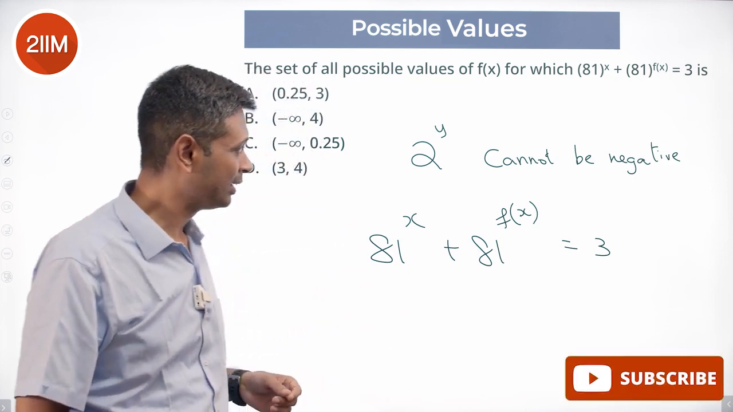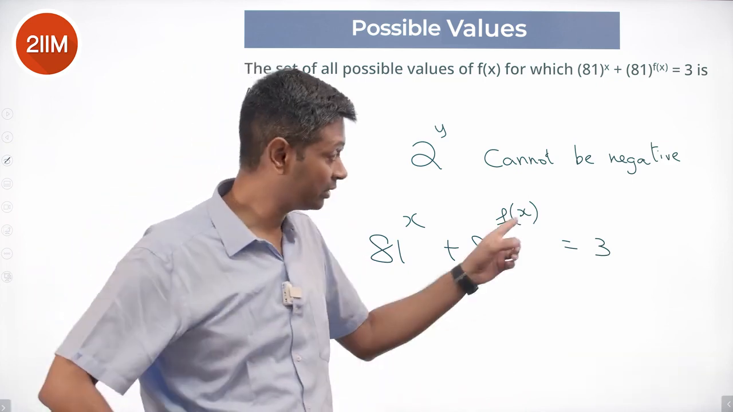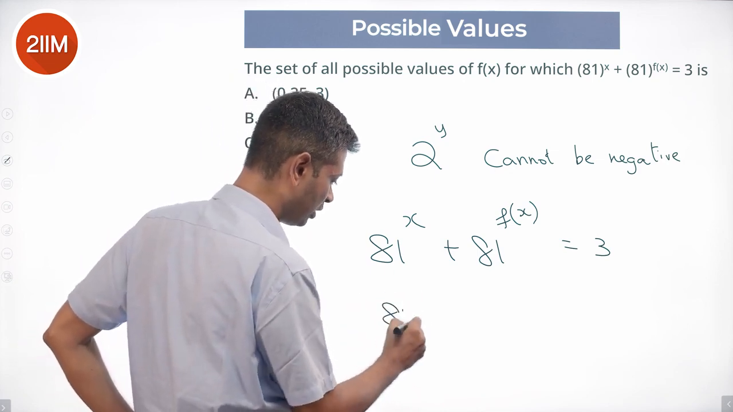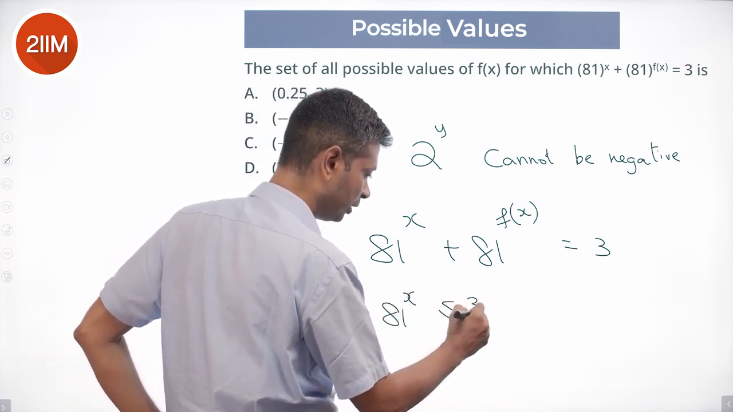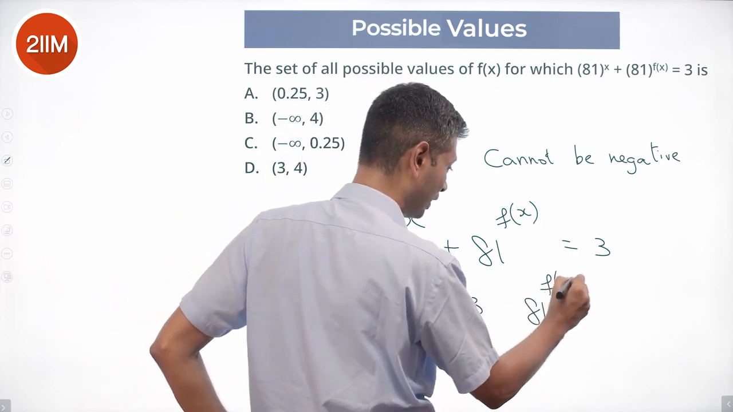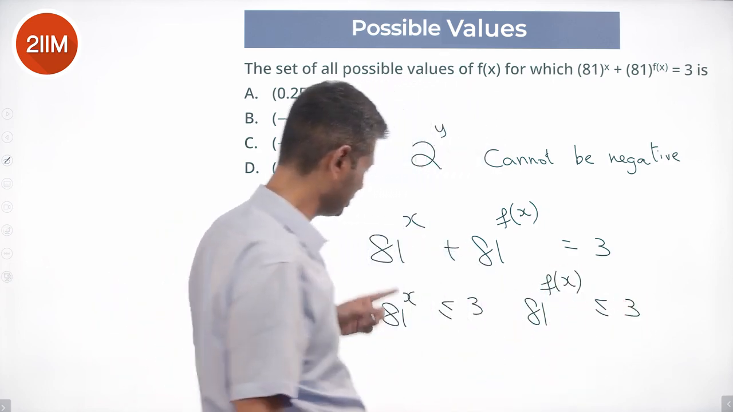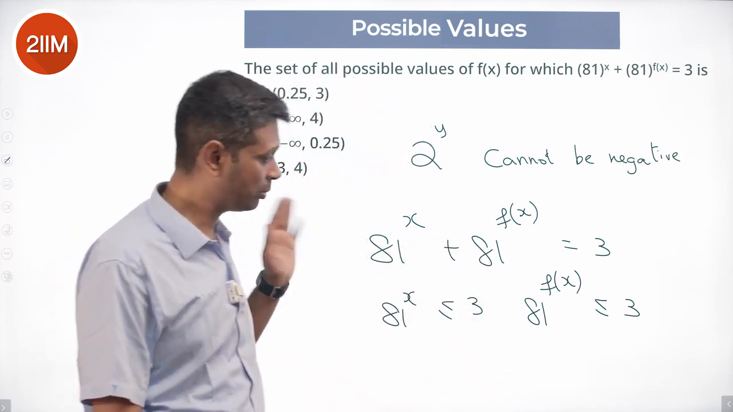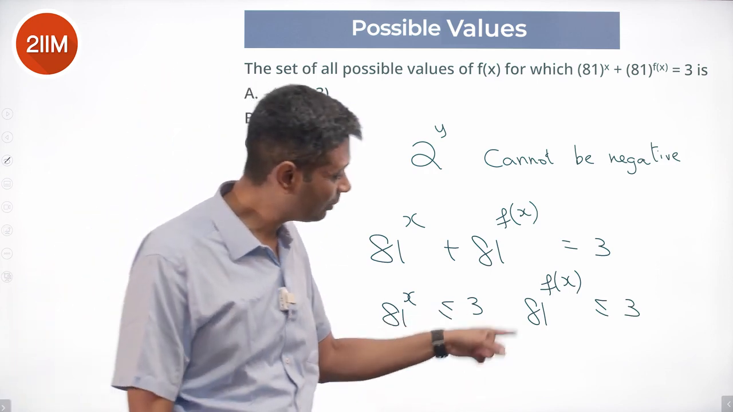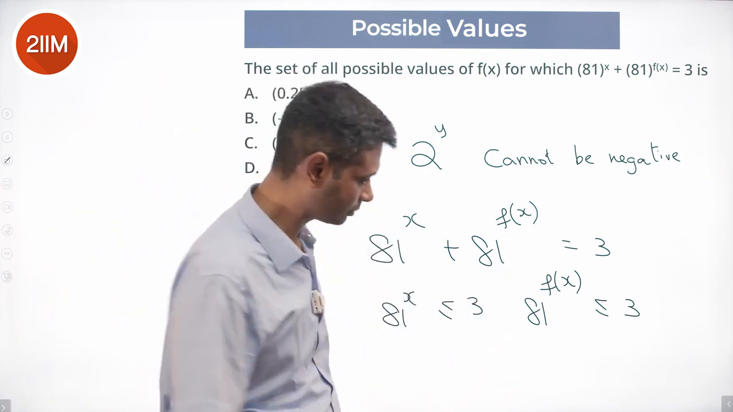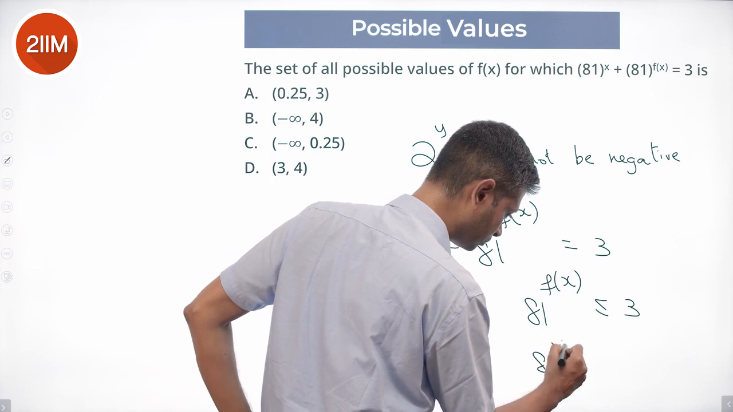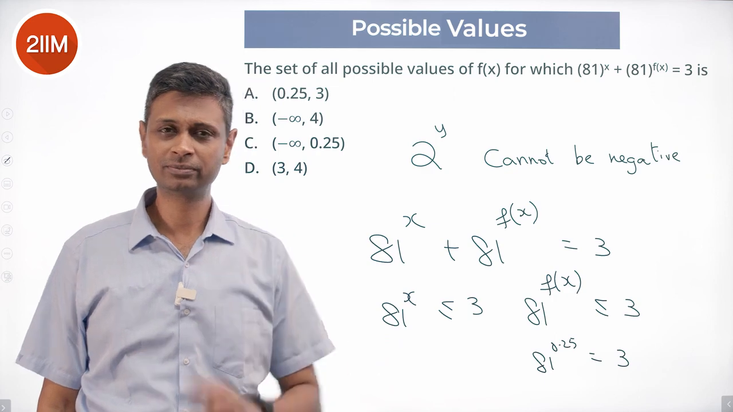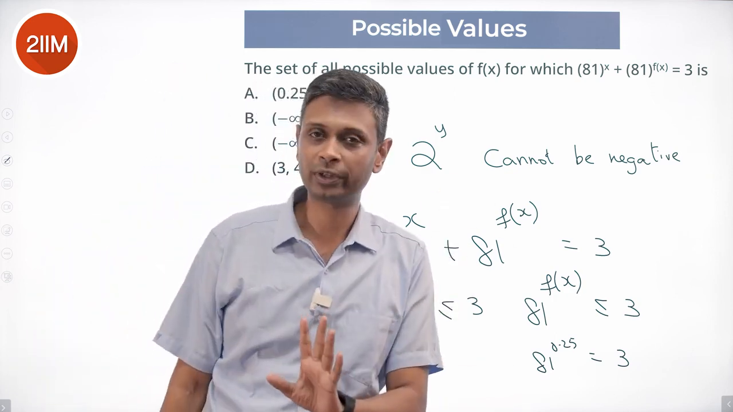Starting point. But we're not worried about x. We're talking about f of x. Now, what we can notice here is 81 power x is less than or equal to 3. 81 power f of x is less than or equal to 3. This cannot be negative. That cannot be more than 3. This cannot be negative. This cannot be more than 3. 81 power 0.25 is 3. So x has to be less than 0.25. F of x has to be less than or equal to 0.25.